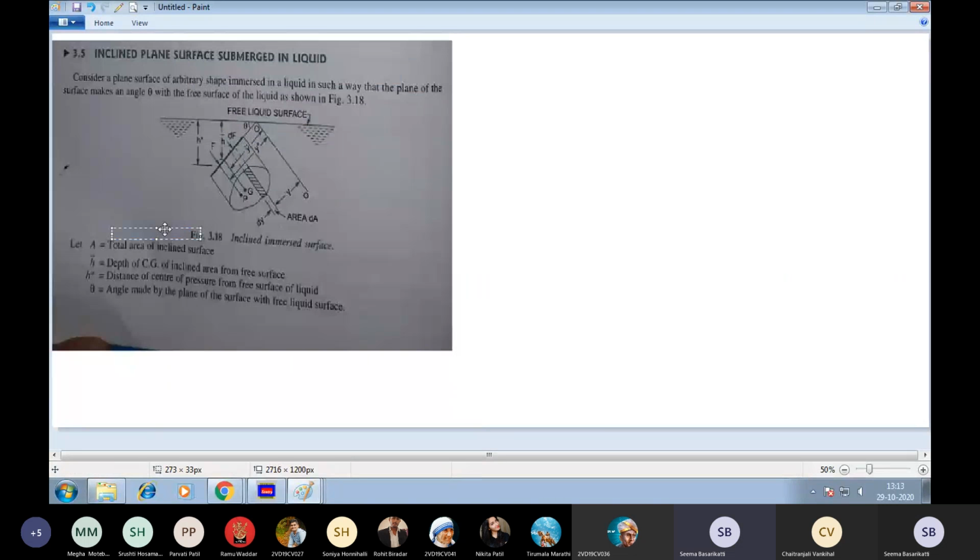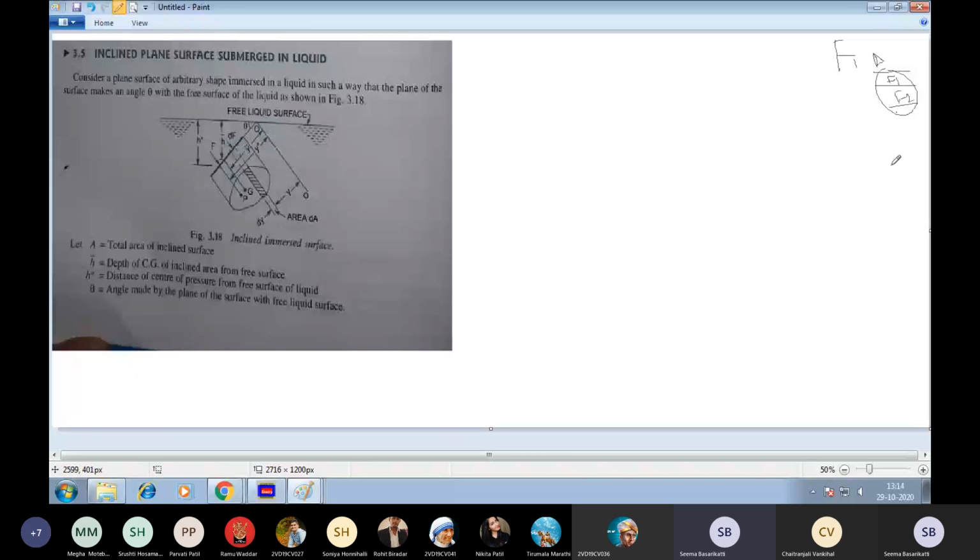So here you can see A is the total area of the inclined surface. I don't know what is the force exerting on the total surface. Just as in the previous problems, you identified different forces, F1, F2, F3, F4. So you considered slices there. Different slices we took and identified the force exerting here and the force exerting here. So the total force is calculated by adding all of them.